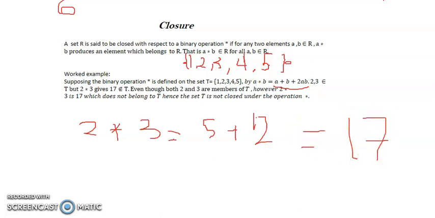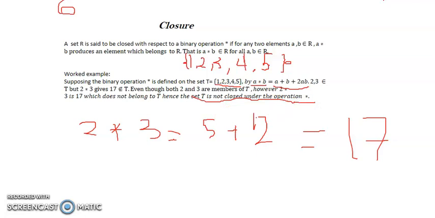Our answer is 17. Now, 17 does not belong to the set 1, 2, 3, 4, 5. So the operation star is not closed under the set T, because when we combine any two members of this set according to the binary operation A star B giving A plus B plus 2AB, we don't get an element which belongs to the set T. Therefore the set T is not closed under the binary operation star.